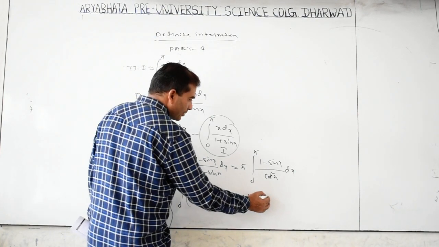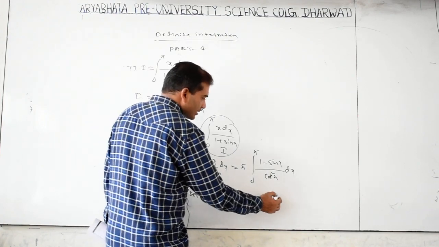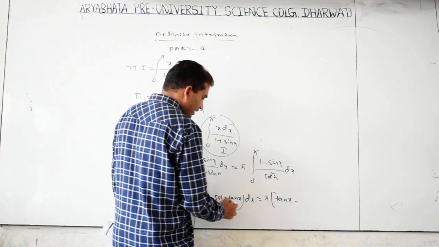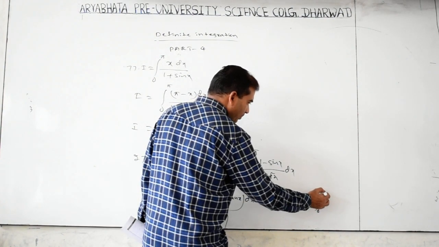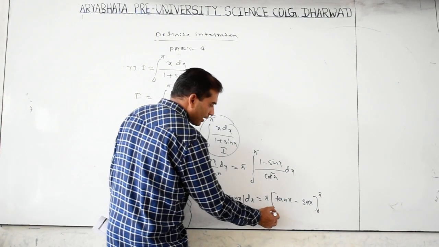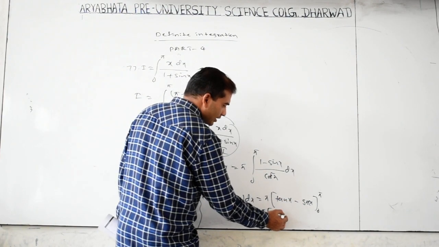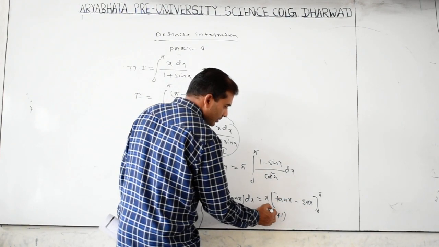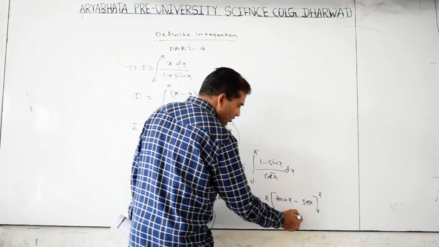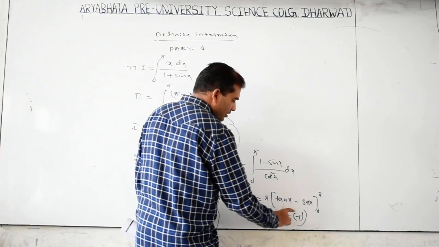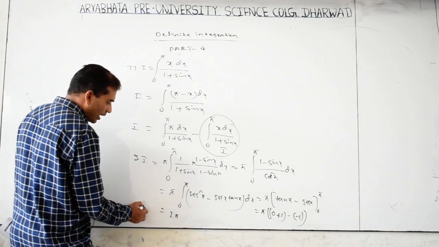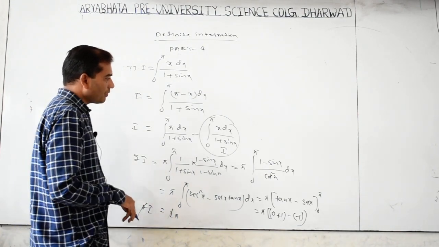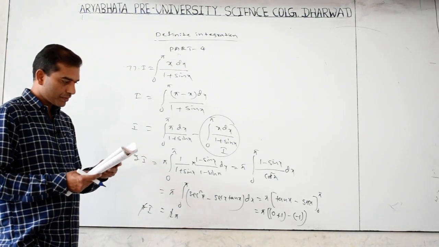So pi into integration of secant square x is tan x, and sec x tan x integration is sec x, limit 0 to pi. Tan pi is 0, sec pi is minus 1, yes, plus 1. Tan 0 is 0, sec 0 is 1. So 1 plus 1, 2 here, 2 pi. Answer is 2 pi. Here 2I is 2 pi, I is equal to pi, which is important for JEE.